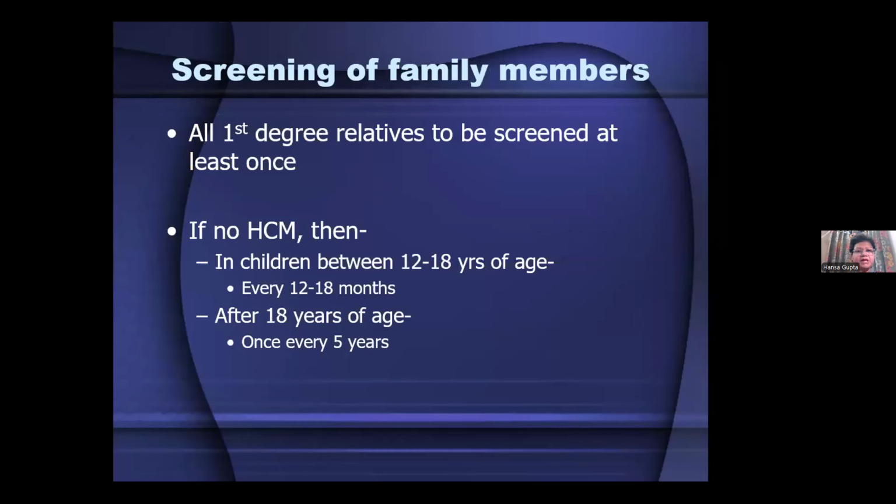Okay. So screening, I can't skip this slide because screening of first degree relatives is very, very important and has to be done at least once. Now, what is recommended in children between 12 to 18 years of age? Every year it should be done because till 18 years of age, it may develop at any point of time. After 18 years of age, once every 5 years will be okay because it may not necessarily be present at birth. At some time during growth of the child, it may develop. So it is very necessary that the screening is done, and you must know how often you order the screening of first degree relatives.